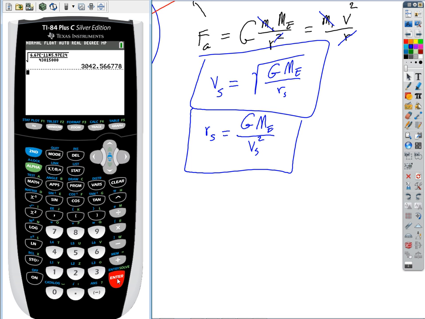So that gives us about 3,042 meters per second. So it's going over 3 kilometers a second. That's pretty fast, right? Not only is it going that fast, but if you put one in counter orbit, what are the relative speeds going to be? Twice that, because one's going this way that fast and one's going that way. So it wouldn't take much.